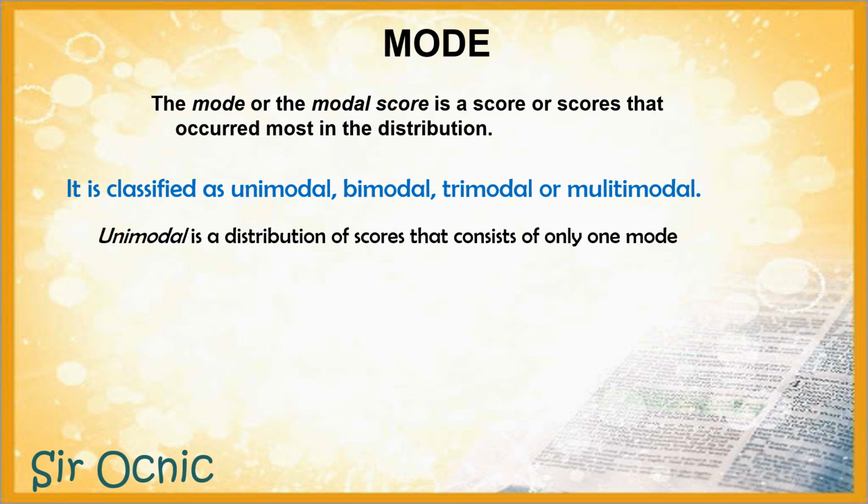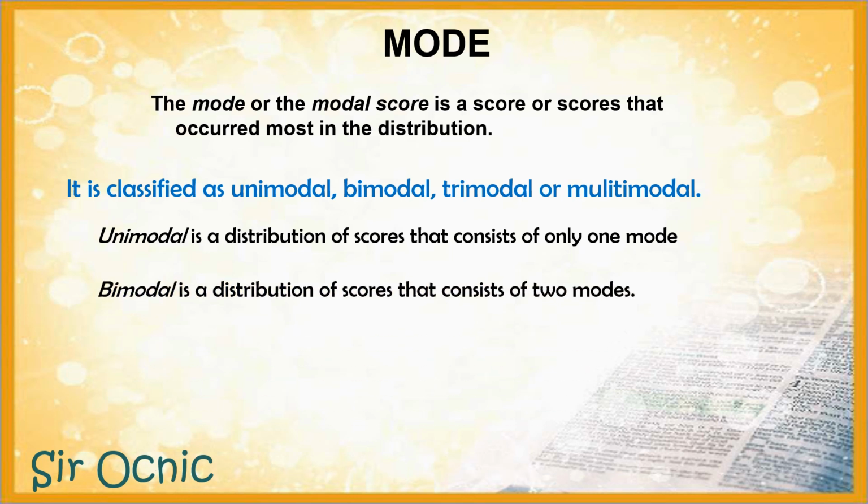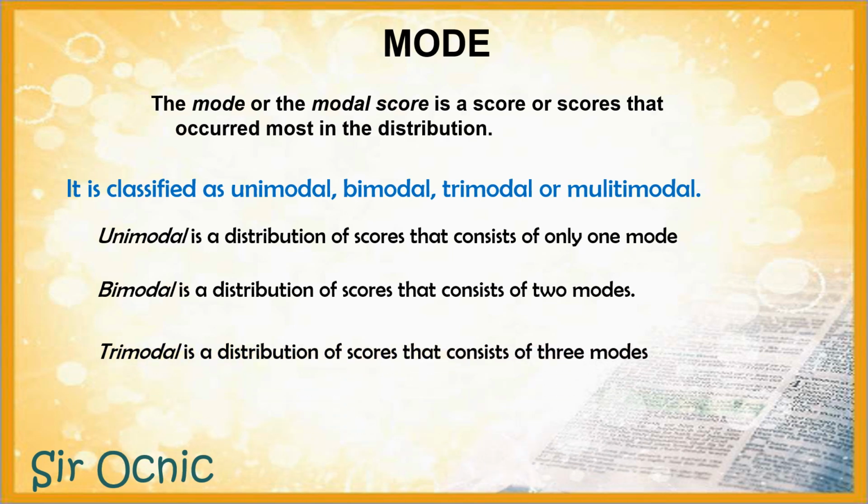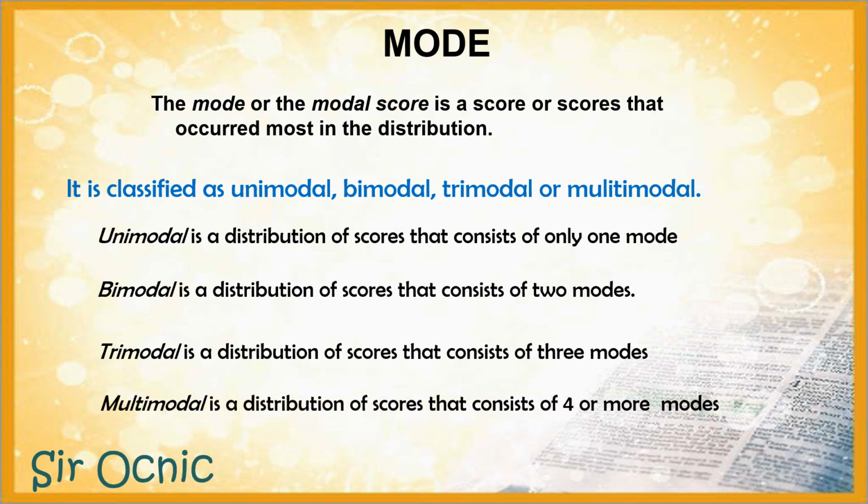Unimodal is a distribution of scores that consists of only one mode, while bimodal is a distribution of scores that consists of two modes. Trimodal is a distribution of scores that consists of three modes, and if the distribution of scores consists of four or more modes, that is classified as a multimodal.